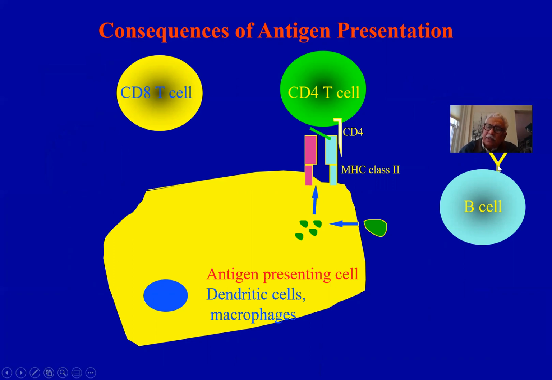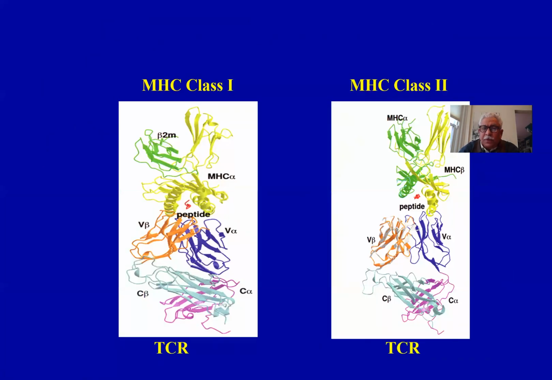B cells express immunoglobulin molecules, which are present on the cell surface and recognize antigen directly. The immunoglobulin molecule is expressed and secreted by B cells. The MHC class I molecule presents the peptide, which is then recognized by the T cell receptor on CD8 cells. And MHC class II molecules are presented by antigen-presenting cells and recognized by the T cell receptor on CD4 cells.